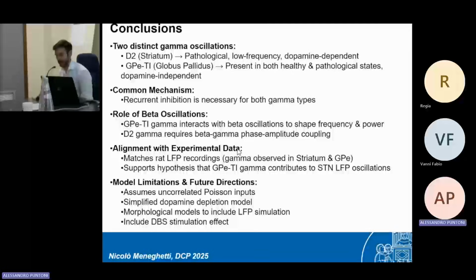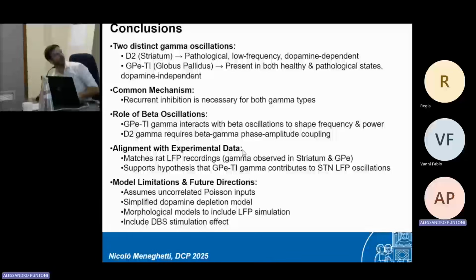The point is that we're getting working hypotheses or preliminary results that suggest that local field potential in the subthalamic nucleus, or in general in the basal ganglia, obeys different rules from the ones that usually apply in the cortex.